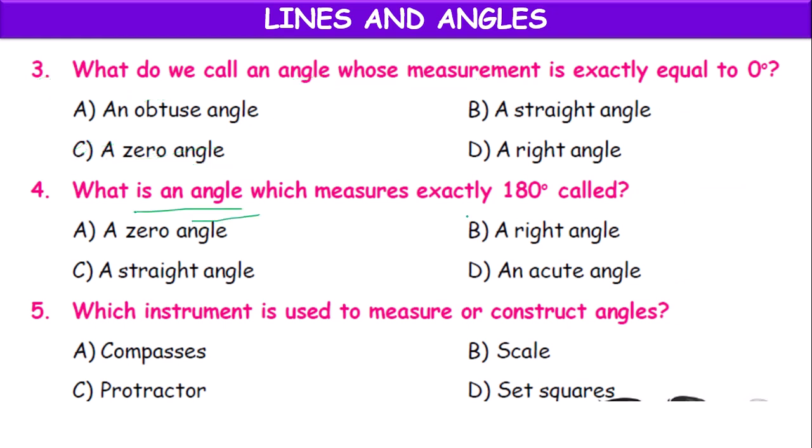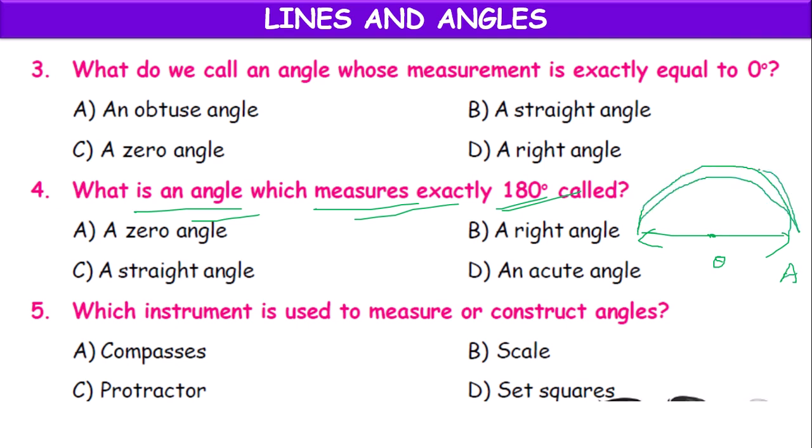So what is the angle which measures exactly 180 degrees? 180 degrees means the ray, if it completes half of the rotation of a complete circle, then the angle made at the point O will be half part of 360 degrees, which is called 180 degrees. It will lie on a straight line, the same straight line. So that's why it is called straight angle.